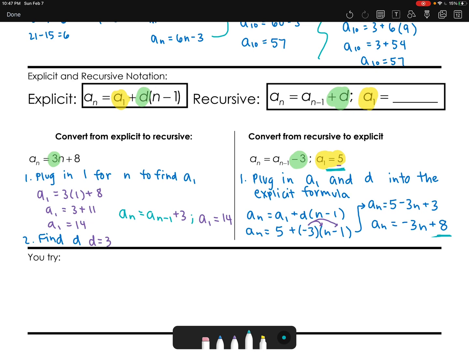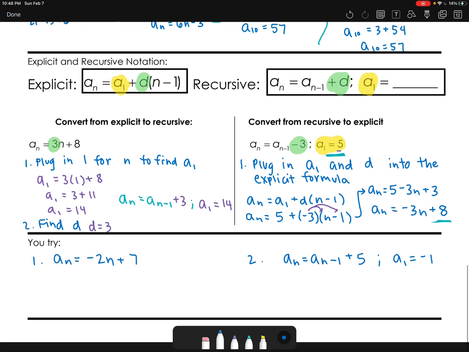So now you're going to do these next two problems on your own. And so this first one I'm going to give it to you in explicit form, and you're going to write it in recursive, and then opposite for the next one. So a sub n equals, let's do -2n plus 7. And then the second one here is a sub n equals a sub n minus 1 plus 5, and then a sub 1 equals -1. Okay, so pause the video, do these two on your own.